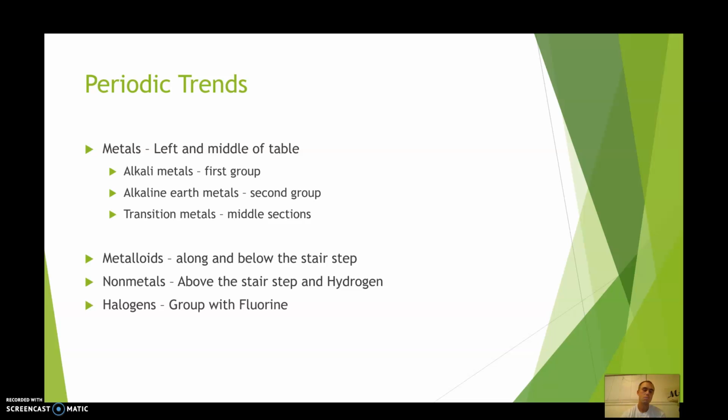As we continue to move to the right on the periodic table, we get to the halogens, and the halogens are the group that starts with fluorine up at the top. So fluorine starts the halogens, and then we get to the noble gases, and that's the group with helium.